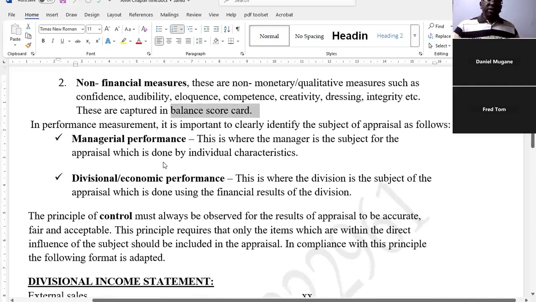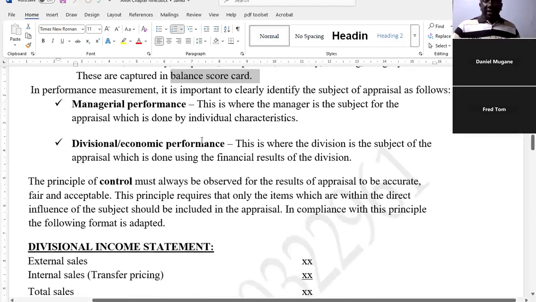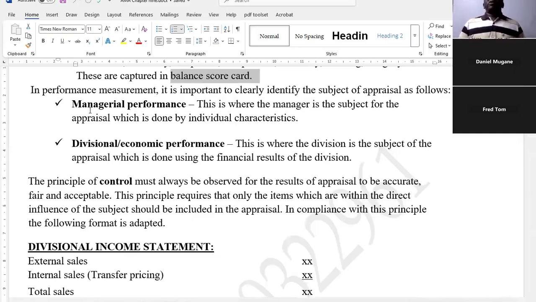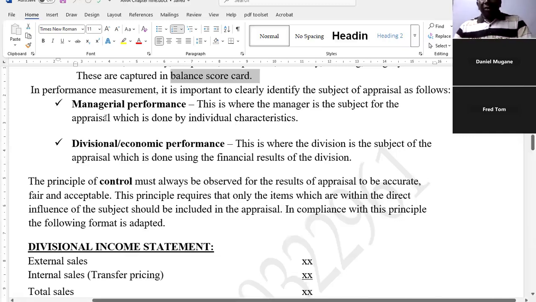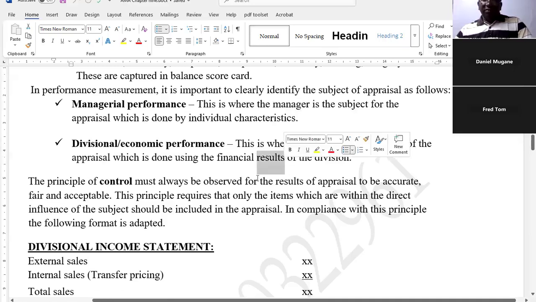If you have done leadership and management, I know you have come across balance scorecard. Now, still at it, when you are doing performance measurement, other than using the financials and non-financials, it is also important to be very clear whether you are judging the performance of the manager or the performance of the division. Like now, in a class like this one, you could ask, are you judging the performance of the teacher as a teacher, or are you judging the performance of the class? So the performance of a teacher is managerial. So this is where the manager is the one who is the subject of the appraisal. And we now look at personal attributes or characters. When you look at divisional or economic, we are looking at the division, and we are simply interested in the results of the division.